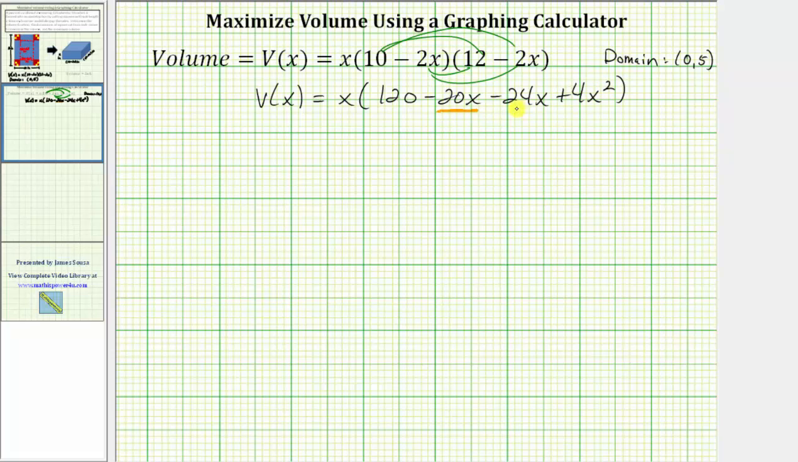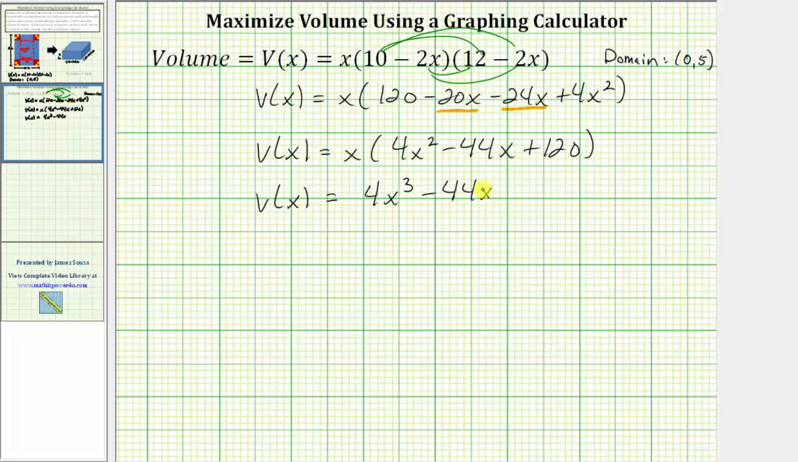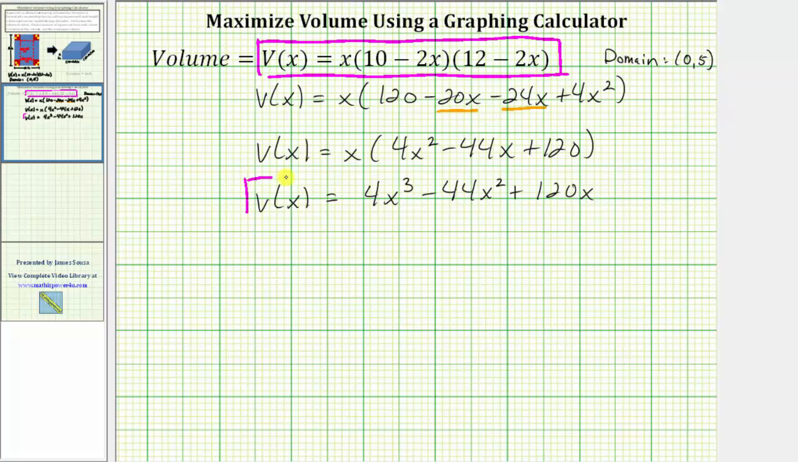Now we will combine the like terms here and here. We have v of x equals x times, let's also write the terms in descending order. Let's write the 4x squared first. And then we have negative 20x minus 24x, that's minus 44x, plus 120. And now we'll distribute the x. We have v of x equals 4x cubed minus 44x squared plus 120x. So when the question asks for the volume function, we can give it in this form or expanded form.